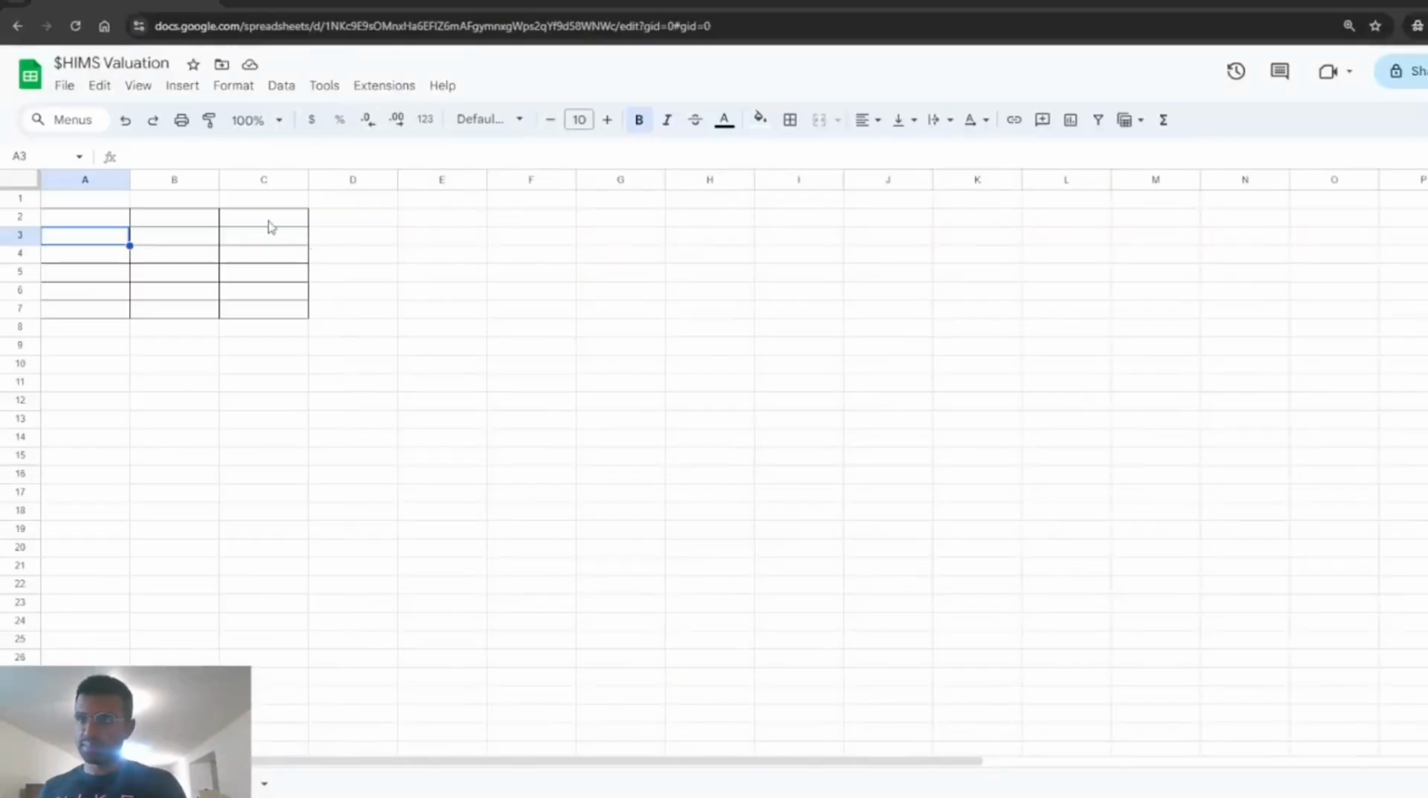Okay guys, let's value HIMS. I haven't done this one in a little bit, and I want to do this one from scratch. We just did Palantir. We couldn't get really close to the current share price, but I'd like to value HIMS from a more textbook approach, or my own approach, whatever you want to call it.